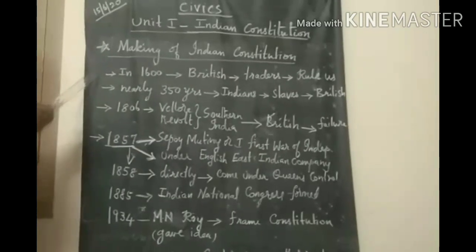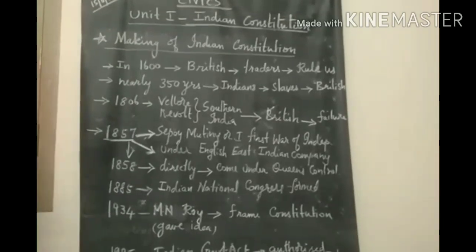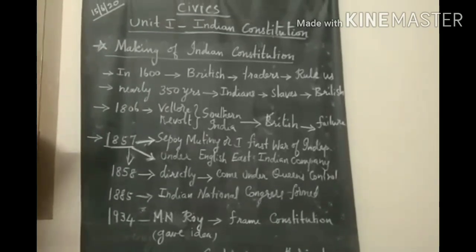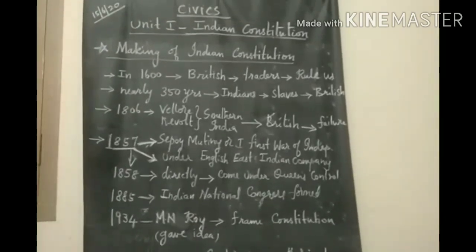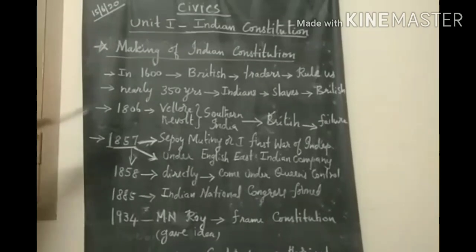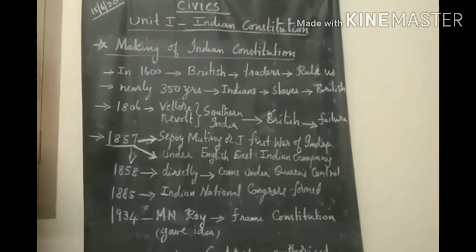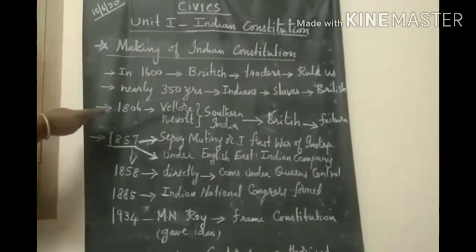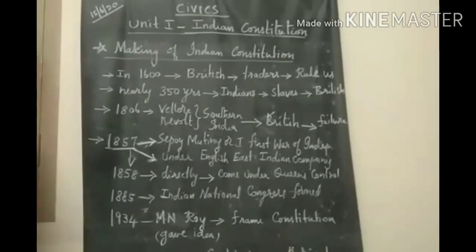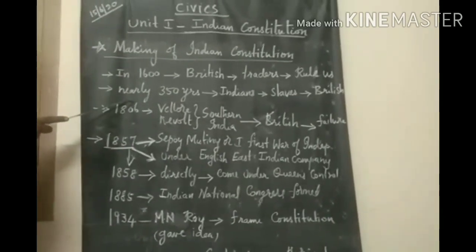Let me pass on to the making of the Indian constitution. Before we discuss the making of the Indian constitution, let us recall our past history. In 1600, the British came to India as traders, and by utilizing our disunity, they started to rule us. For nearly 350 years, we Indians were under the control of the British. They made us slaves, ruled us, and exploited all our resources.